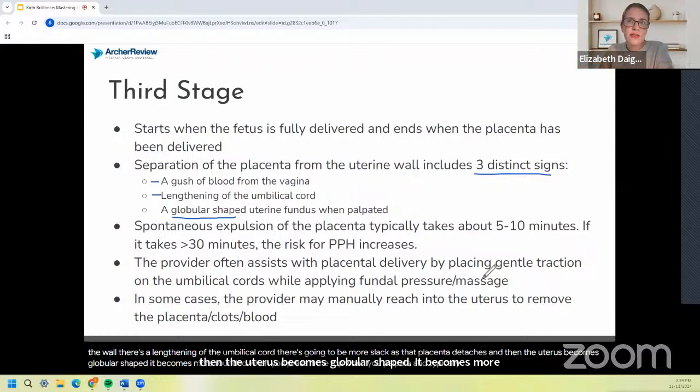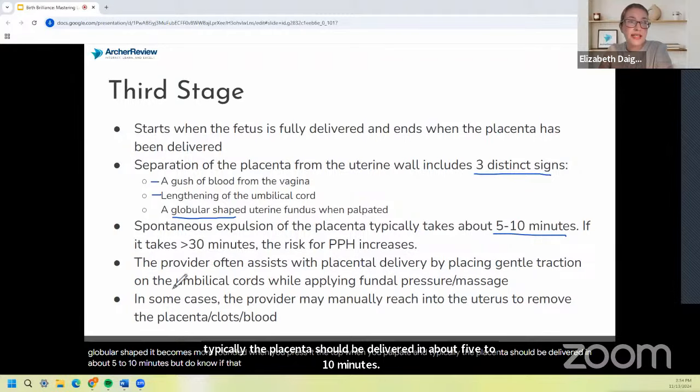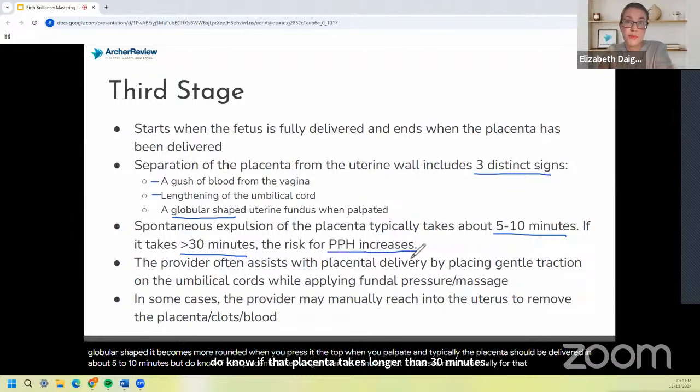And typically, the placenta should be delivered in about 5 to 10 minutes. But do know if that placenta takes longer than 30 minutes, that increases risks, especially for that postpartum hemorrhage.